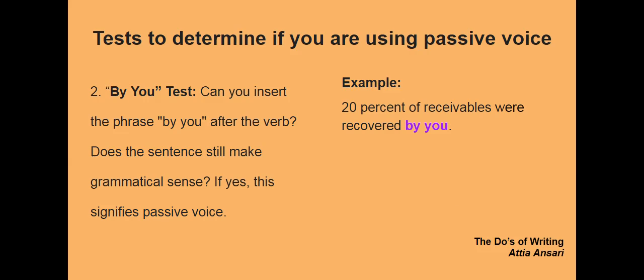Another simple test to identify whether you're using passive voice is to insert the phrase 'by you' after the verb and check whether the sentence makes sense grammatically. If yes, it indicates passive voice. Let's take the example we discussed previously: '20% of receivables were recovered by you.' It makes perfect sense, so it indicates that we are using passive voice here. This way you can highlight where you're using passive voice and where you're using active voice, so that you can convert passive voice into active voice.